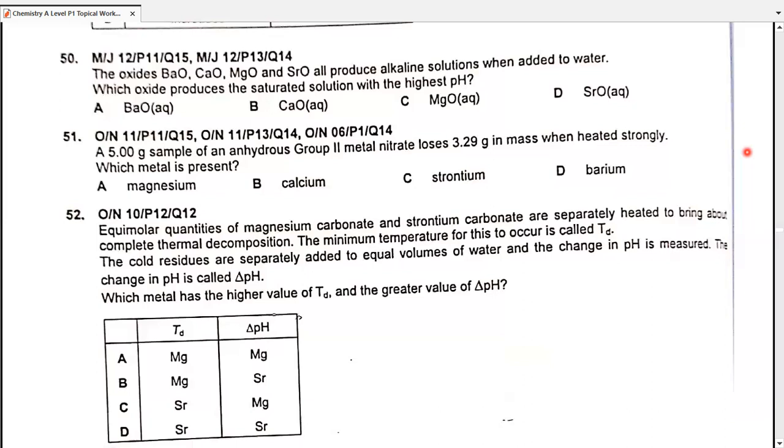So 2 moles of any nitrate, whichever metal it is, compared or divided with the value of the total sum of 4 moles of nitrogen dioxide and 1 mole of oxygen. Okay, sir. 4 moles of nitrogen dioxide should be almost equal to the value that we get by dividing 5 over 3.29. Okay, sir.